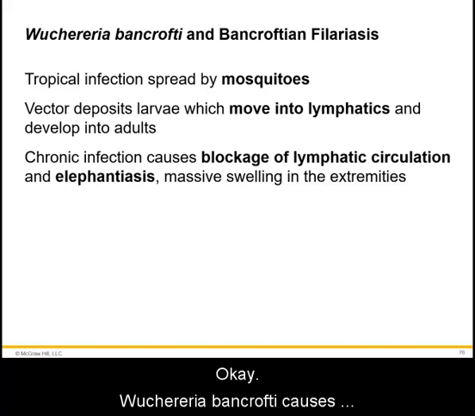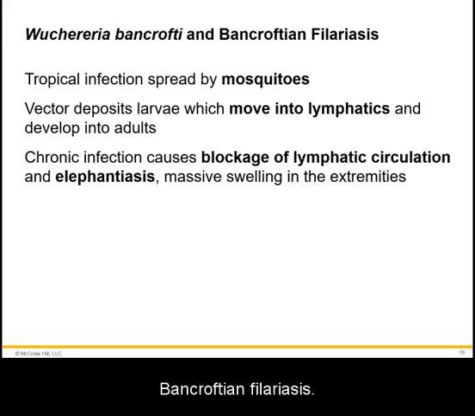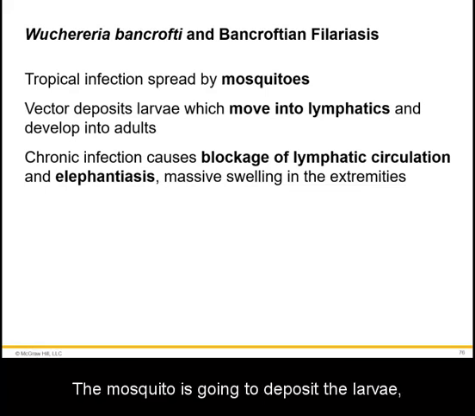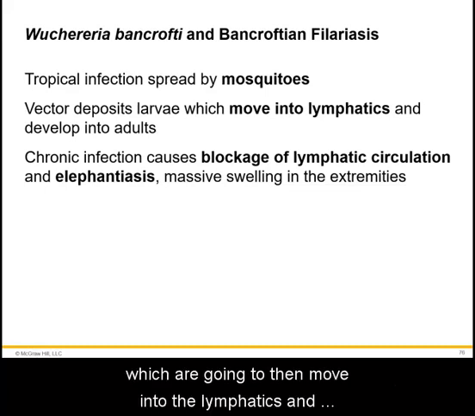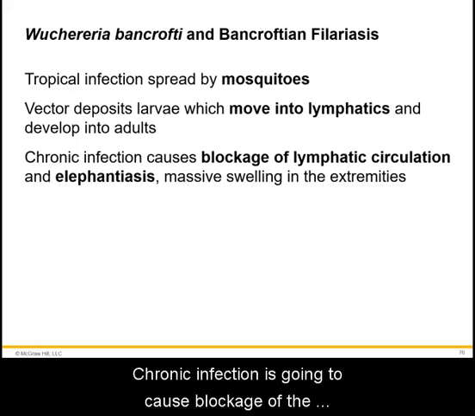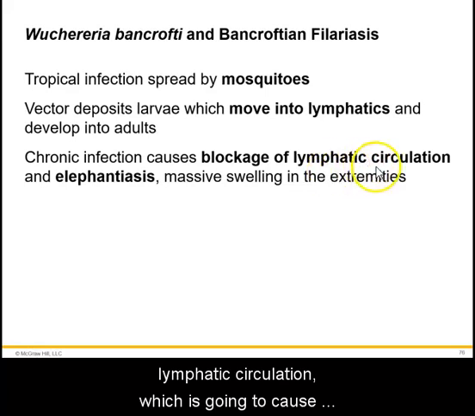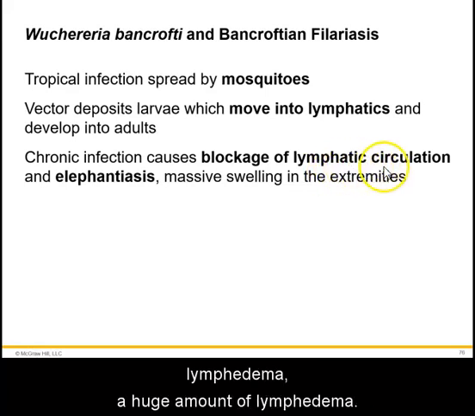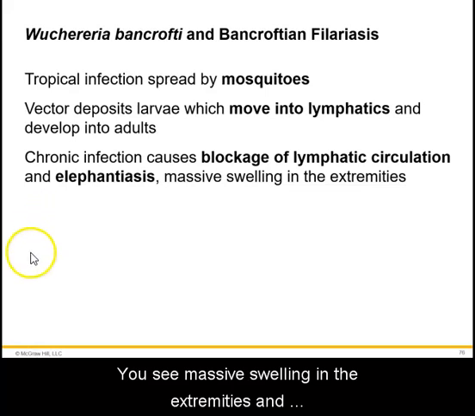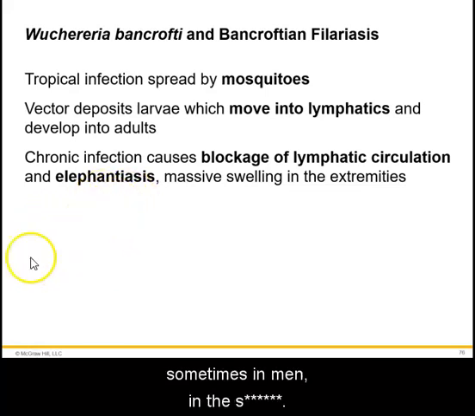Okay, Wuchereria bancrofti causes Bancroftian filariasis. This is a tropical infection spread by mosquitoes. The mosquito is going to deposit the larvae, which are going to then move into the lymphatics and develop into adults. Chronic infection is going to cause blockage of the lymphatic circulation, which is going to cause lymphedema, a huge amount of lymphedema. And this condition is called elephantiasis. You see massive swelling in the extremities and sometimes in men in the scrotum.